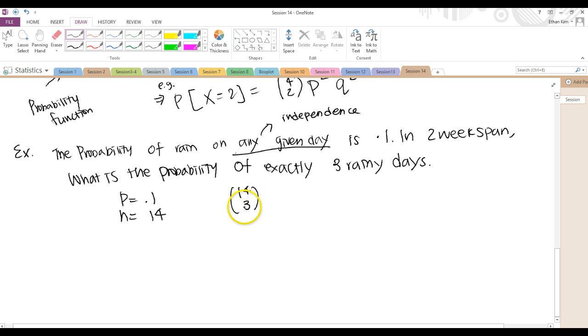We're choosing 3 days out of 14 days, and we want them to be successes, right? And we want the failure, which is being sunny, to be the rest of them. So that's going to be 11 days. So this is the probability of x equal to 3. So if you multiply this out, you'll get the answer. So this is how you would use binomial distribution. It's actually very simple, I would say.